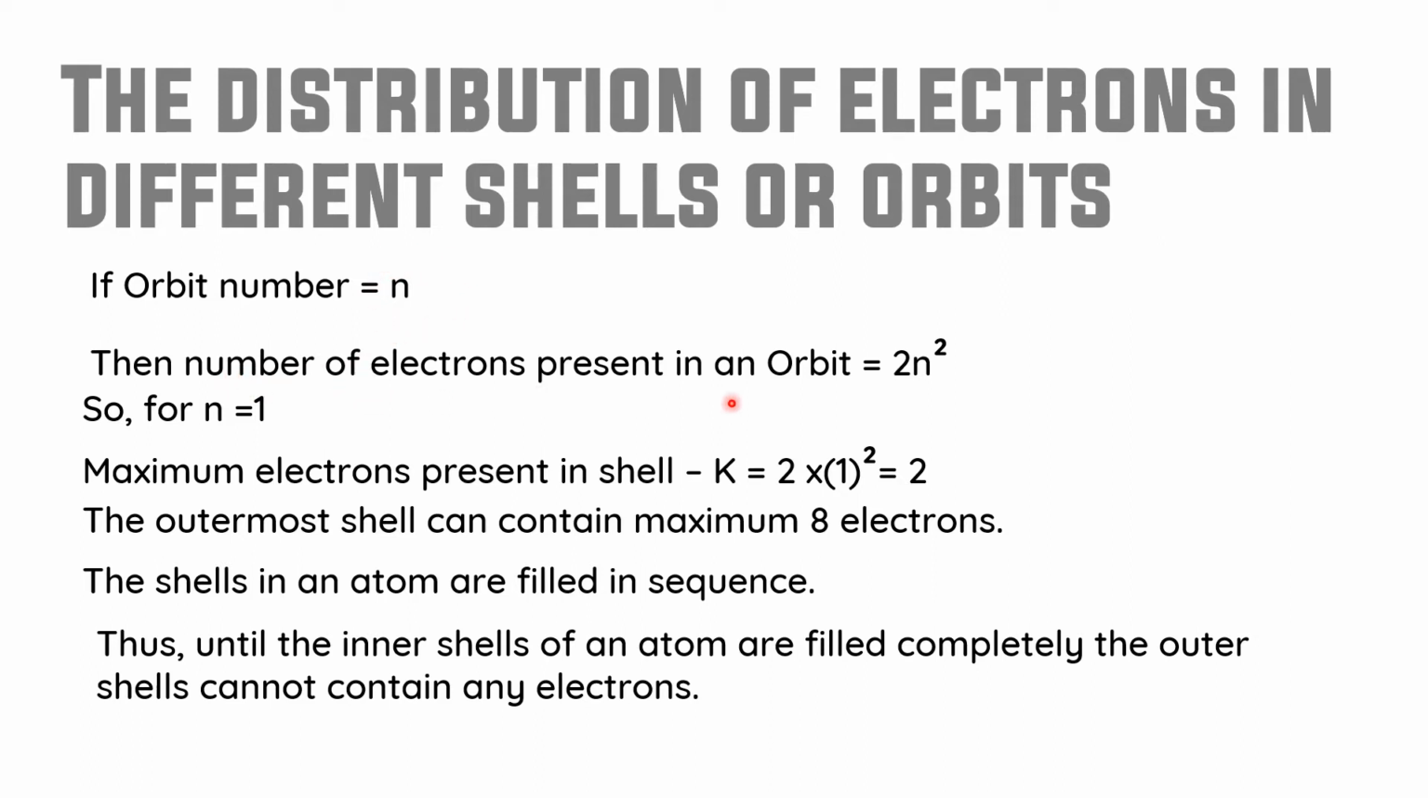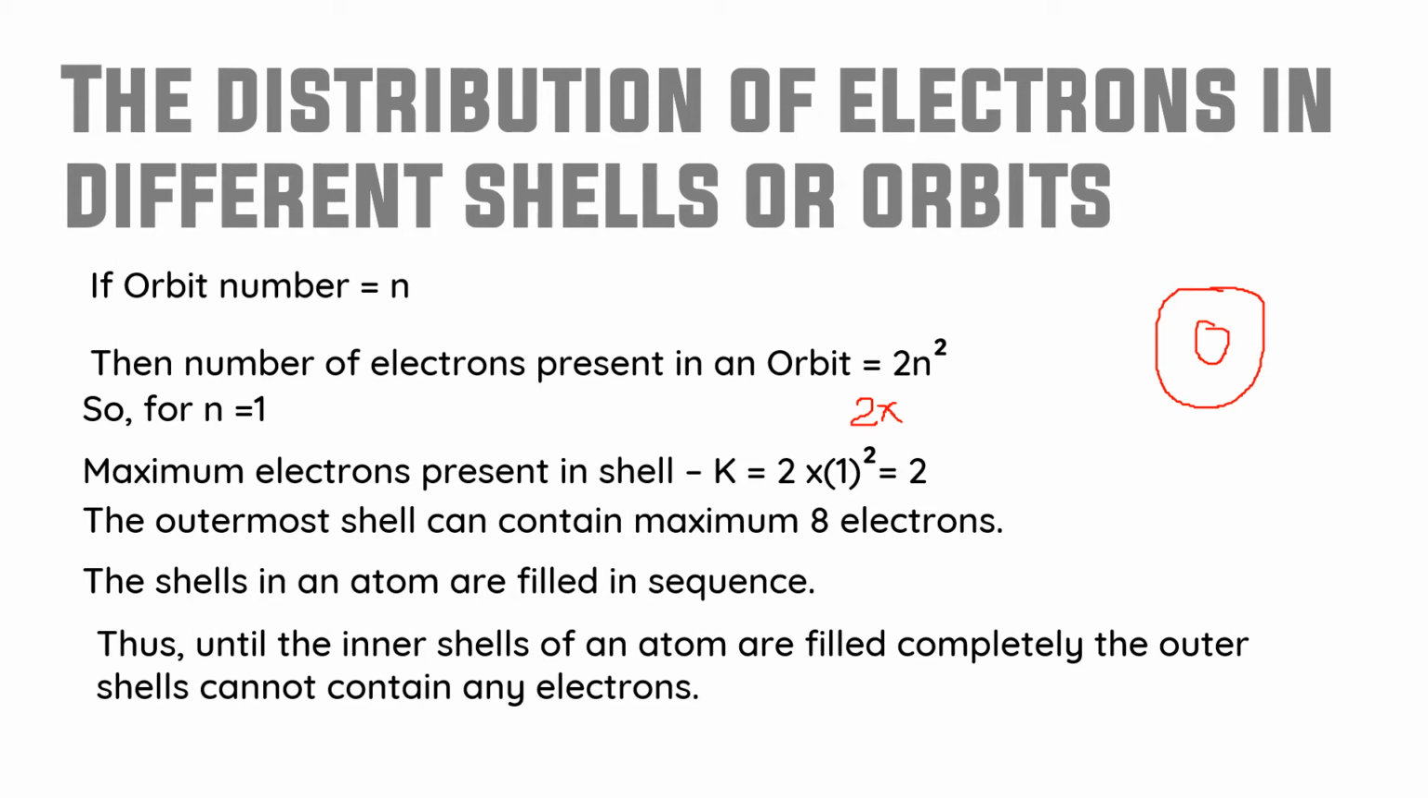The number of electrons present in an orbit is given by one formula, 2n square. I'll just show it to you. This is the nucleus, and here is the first shell, that is the K shell. In the K shell, how many electrons can be accommodated? For that we use the formula 2n square: 2 multiplied by n square.